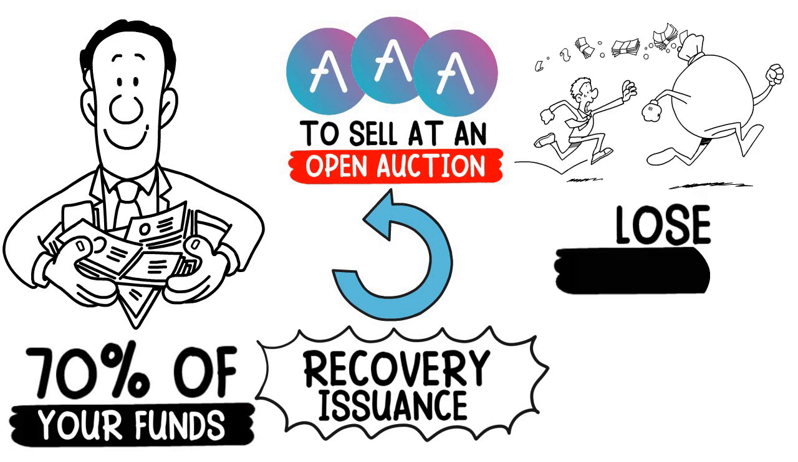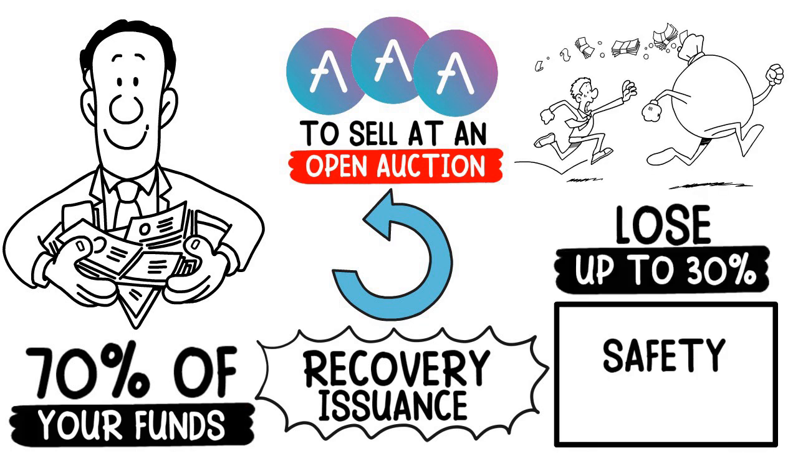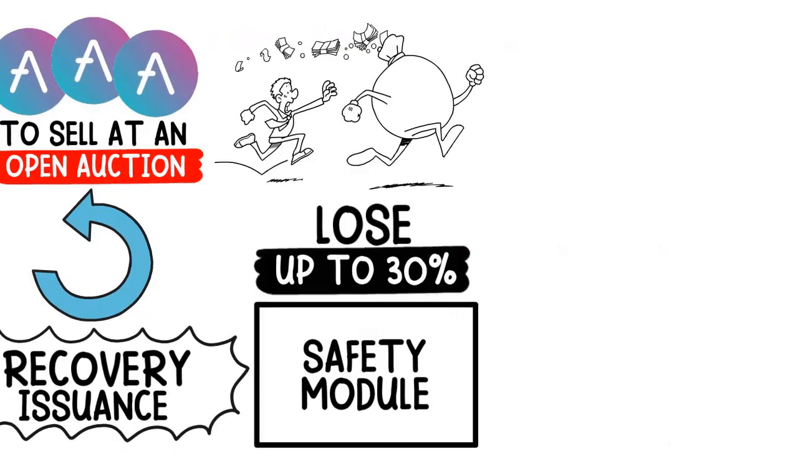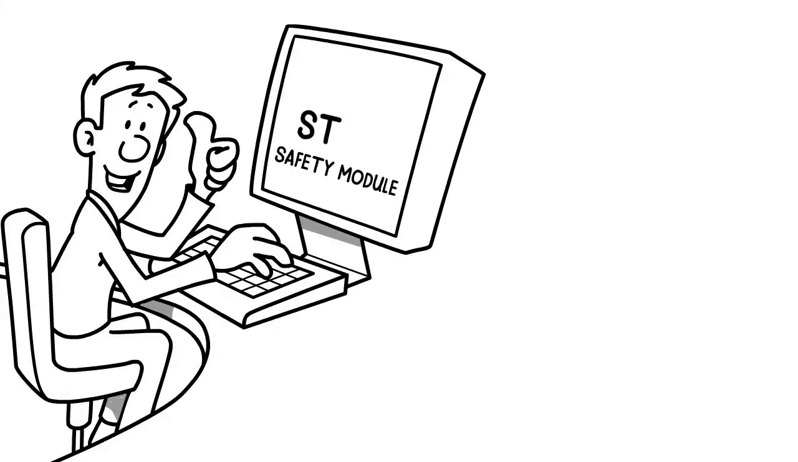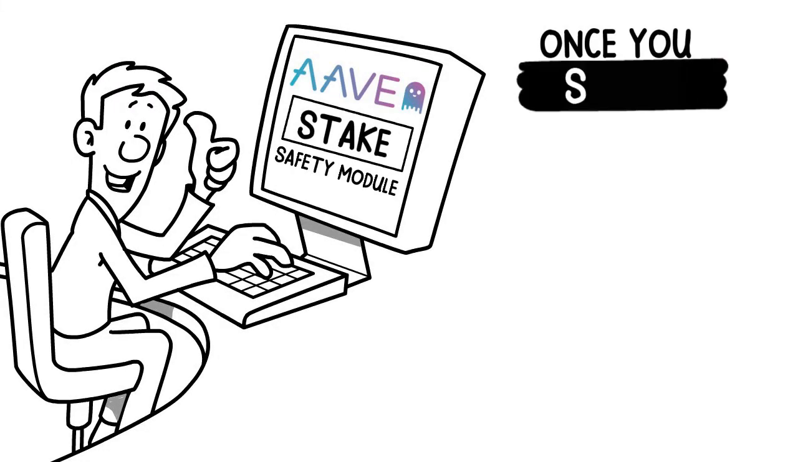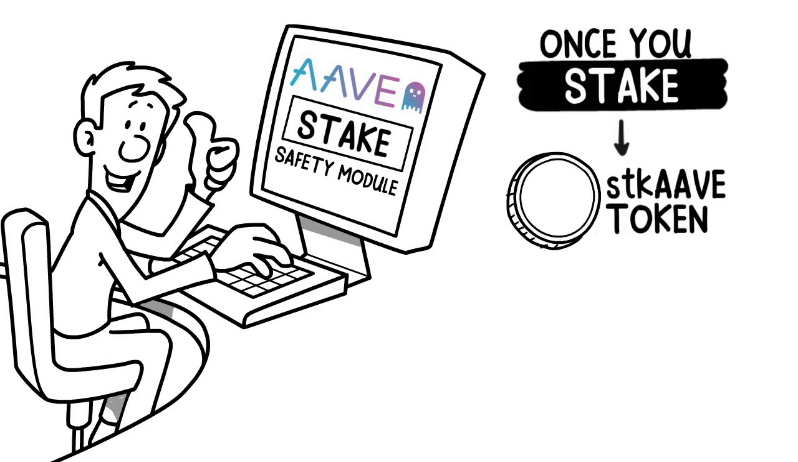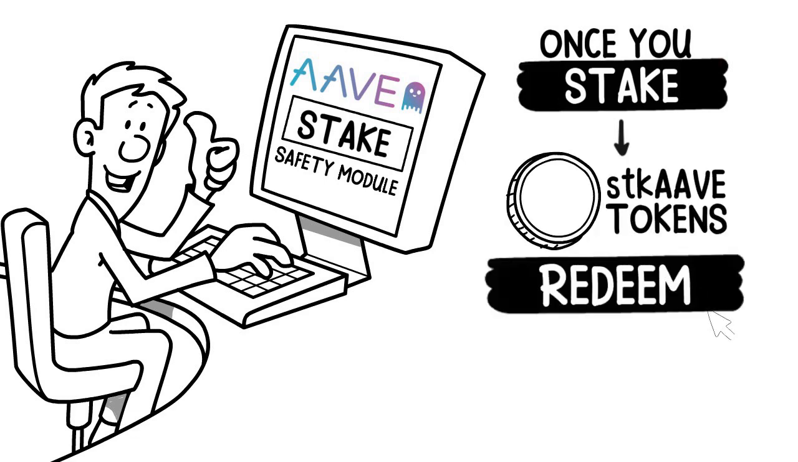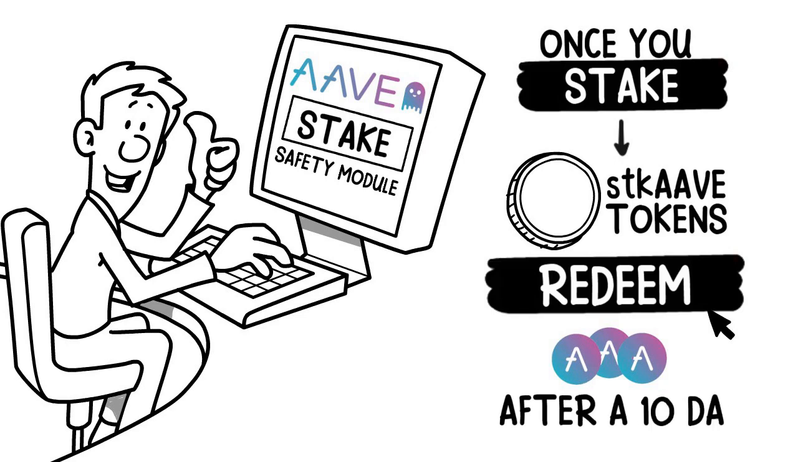This means that you can lose up to 30% of your funds staking in the safety module, so keep that risk in mind. You can find the safety module in the staking section of the Aave platform. Once you stake, you'll receive stkAAVE tokens as a receipt, which you can redeem for the Aave after a 10 day cooldown period.